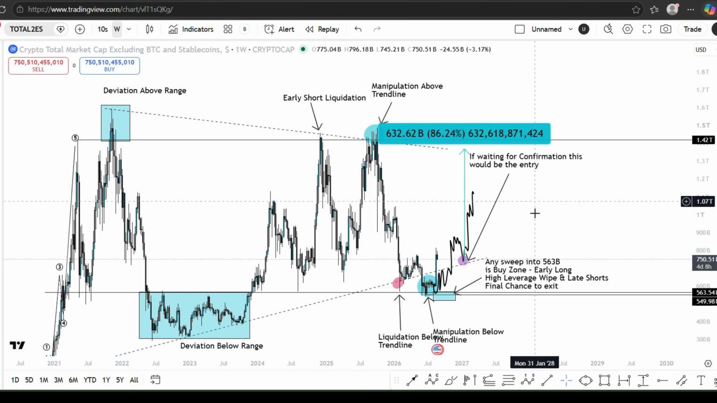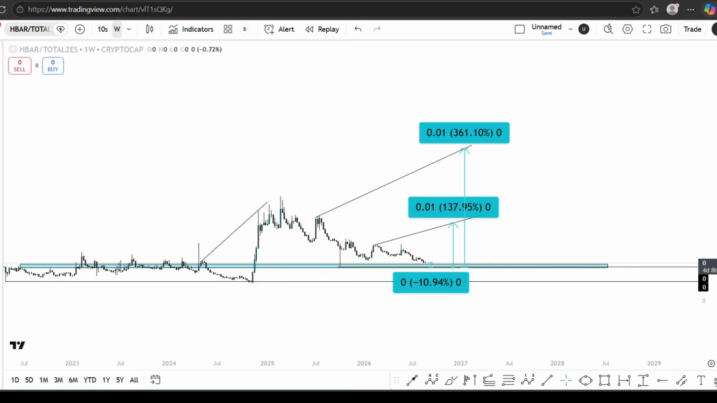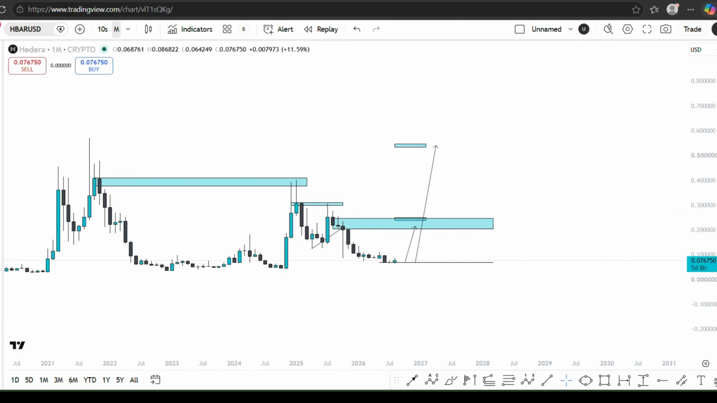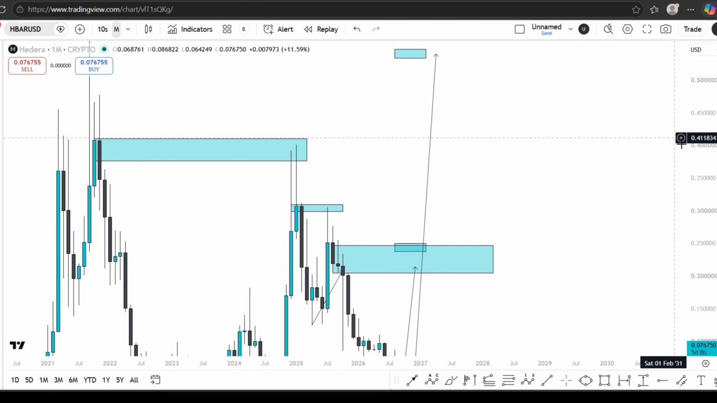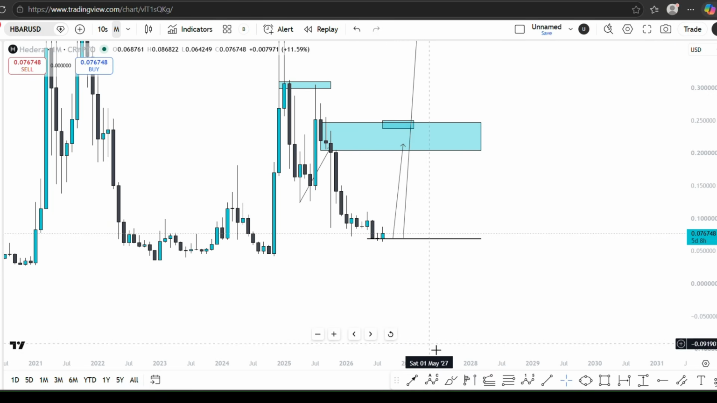Now this chart has worked out very, very nicely. I think we maybe push on a little bit further like this and then come back down to around that 730 billion. So everything is actually aligning here for HBAR to maybe go for some kind of 10 to 15% correction back down to that bullish candle.